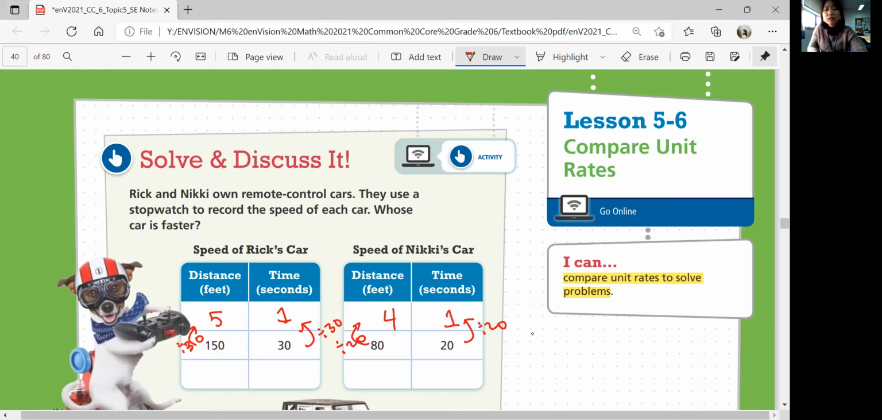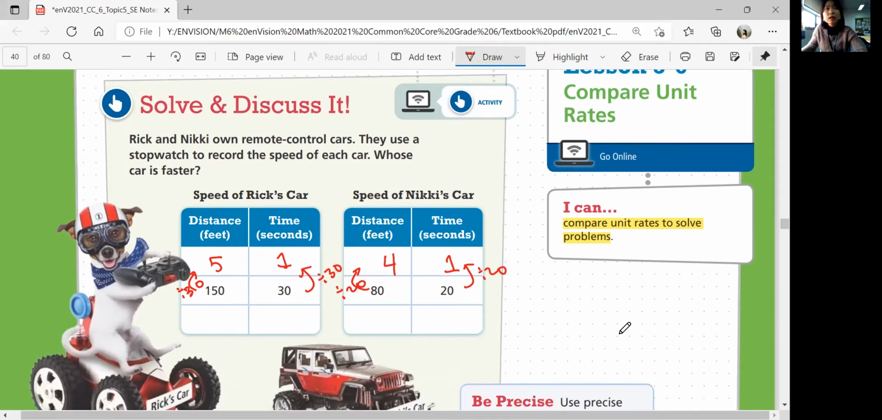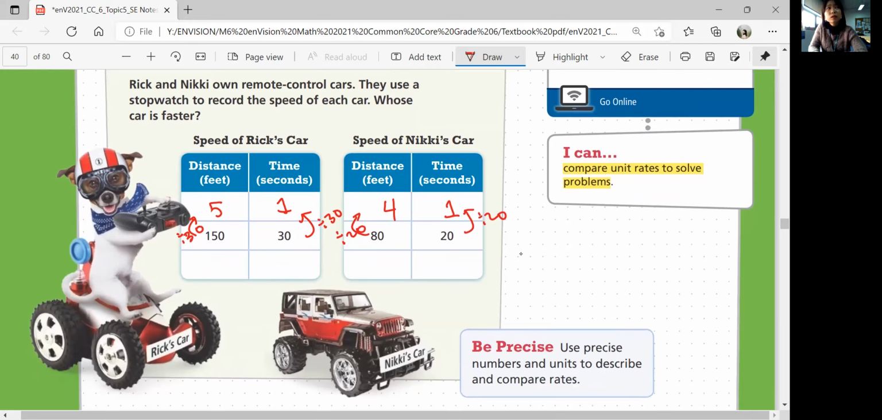So whose car is faster? The one with the greater distance in one second would be the faster one, which is Rick's car. Right?